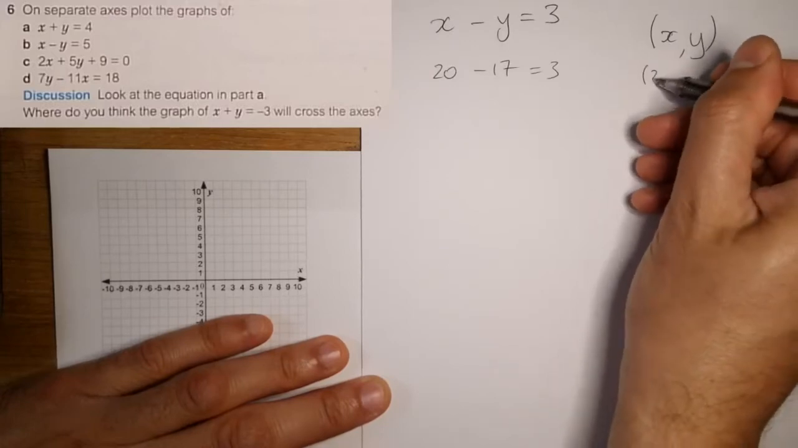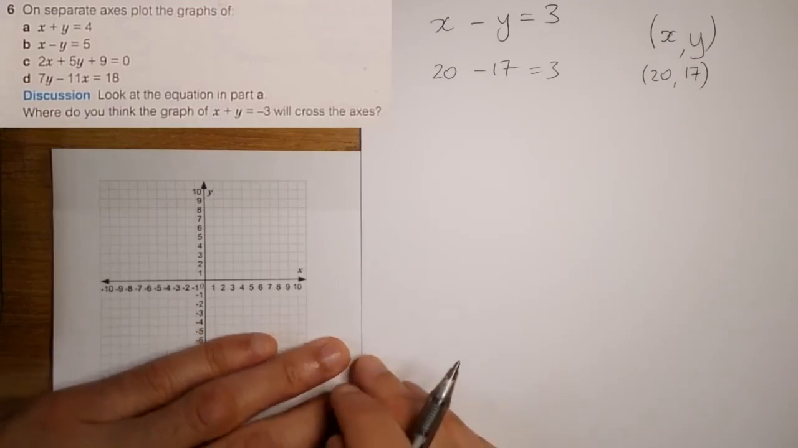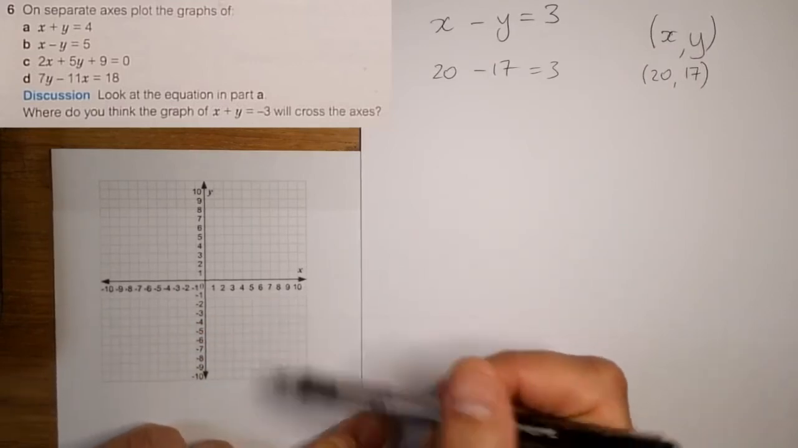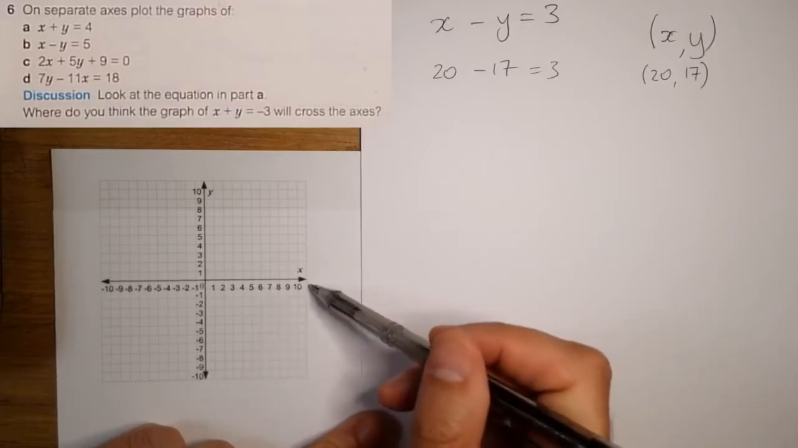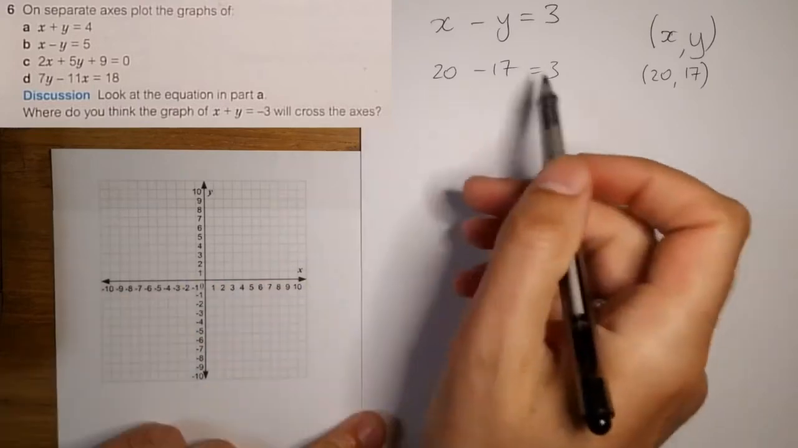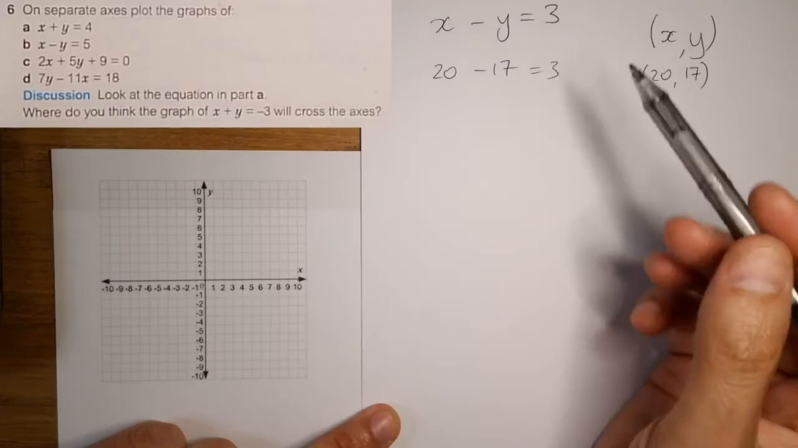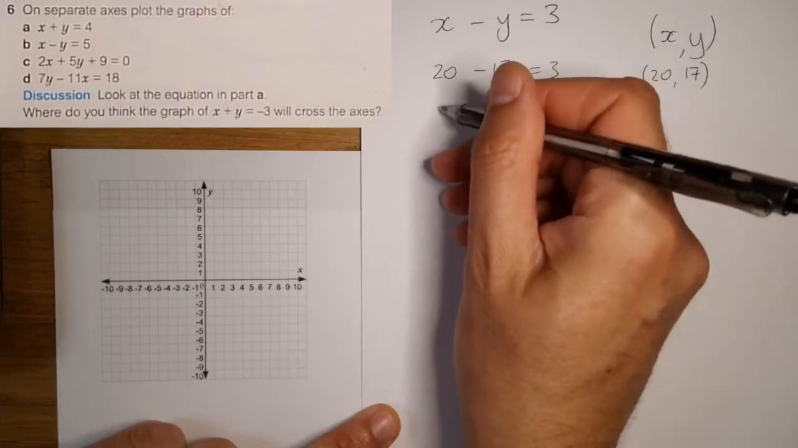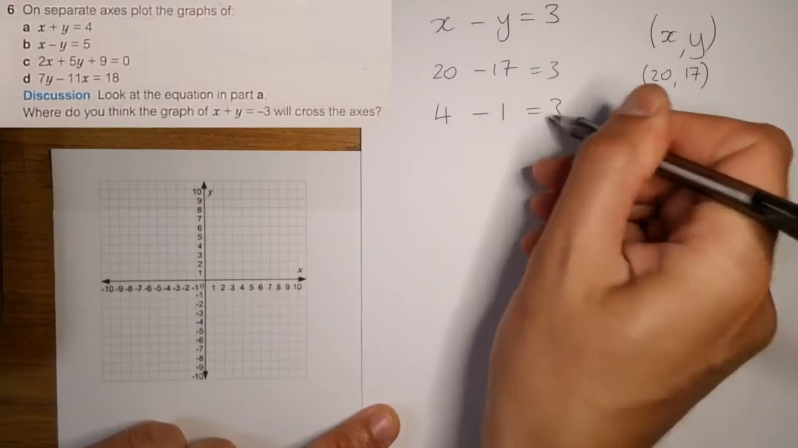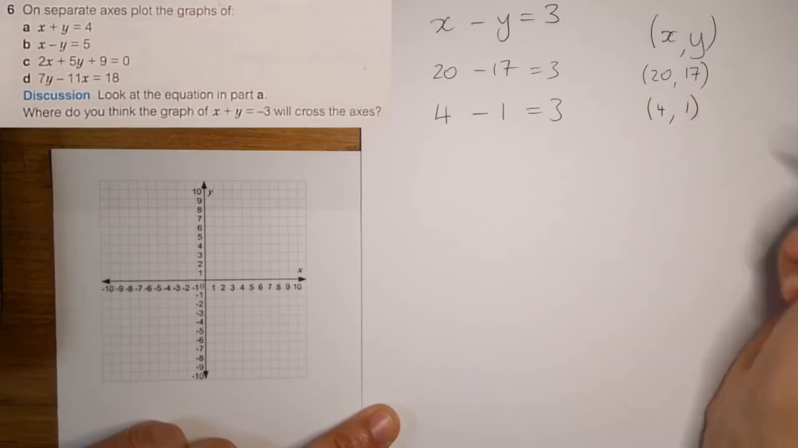So you could have the coordinate 20, 17. Okay? Now there's a good reason why I'm not going to use that coordinate, because that's not going to fit on this grid. Because the grid only goes up to 10 and 10 and minus 10 and minus 10. So these 2 numbers are too high. I need much easier numbers that subtract to give us 3. Okay, so this would be what I think is the most obvious and basic one. 4 take away 1 is 3. That means x would be 4 and y would be 1.